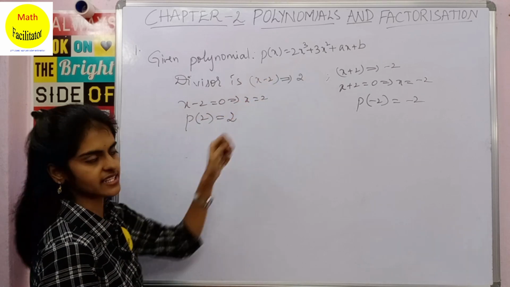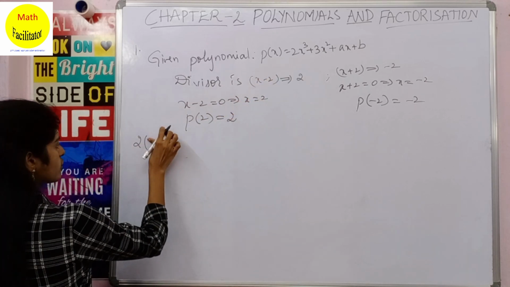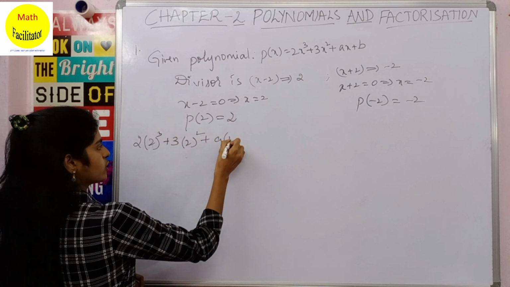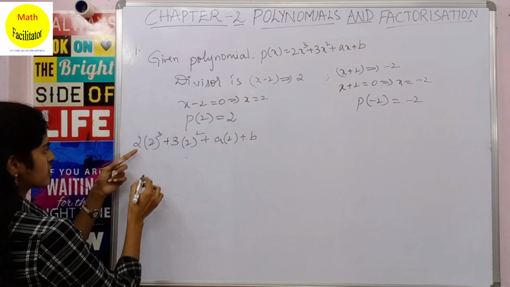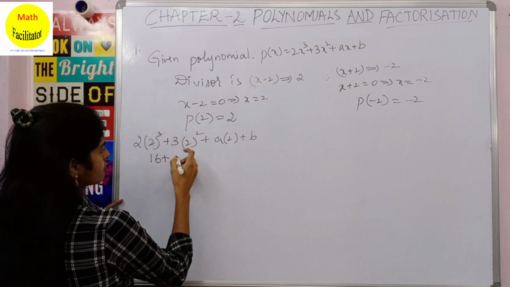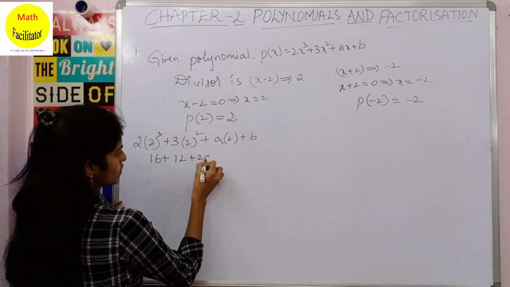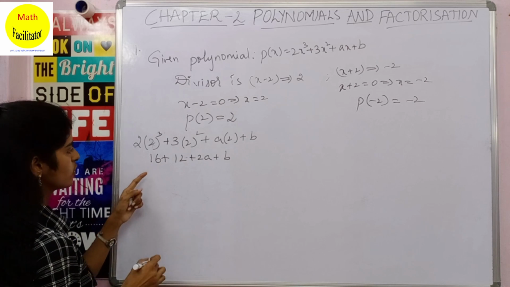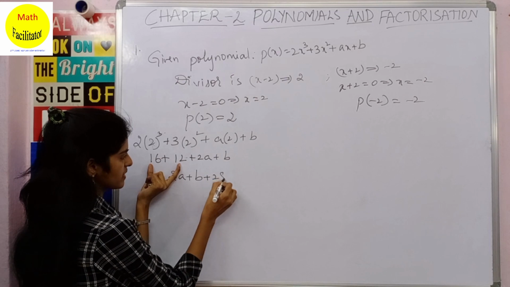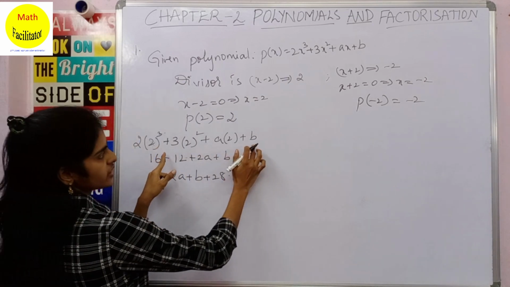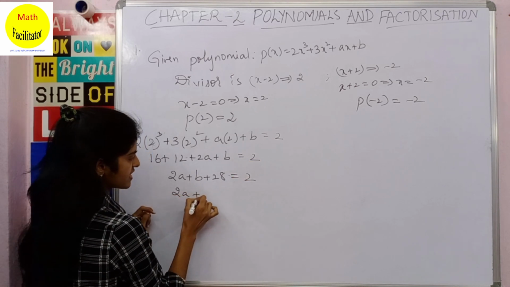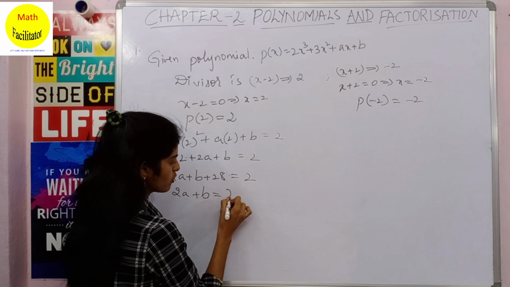Substitute 2 in the x place. So it is 2 into x cube is 2 cube plus 3 into 2 square plus a into 2 plus b. So 2 into 2 cube is 8, 8 into 2 is 16, plus 2 square is 4, 4 into 3 is 12, plus 2a plus b. So this is 2a plus b. Now this is nothing but 28, 16 plus 12 is 28. But it is given that p of 2 is equal to 2, so this is equal to 2. Now 2a plus b equal to 2 minus 28.